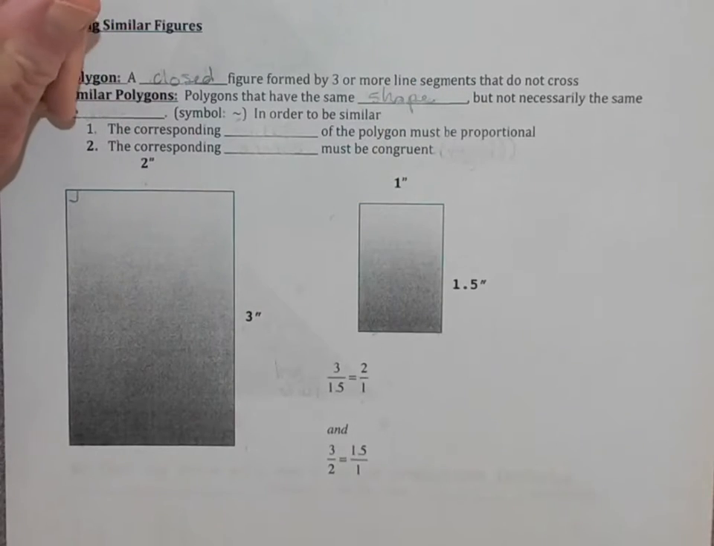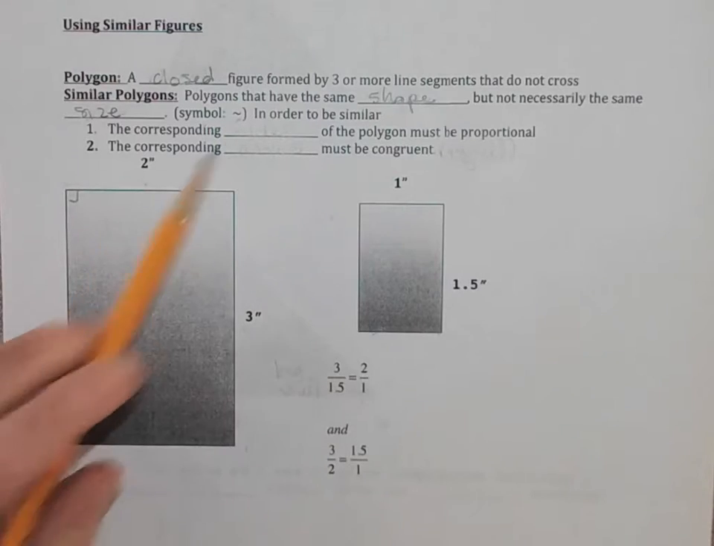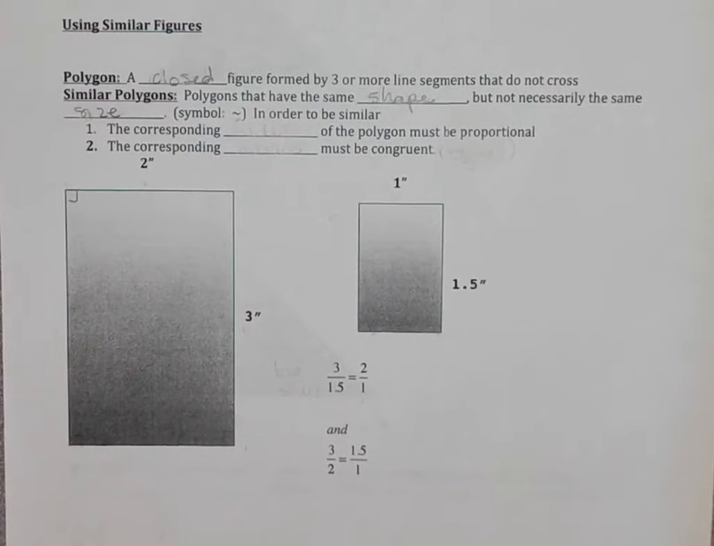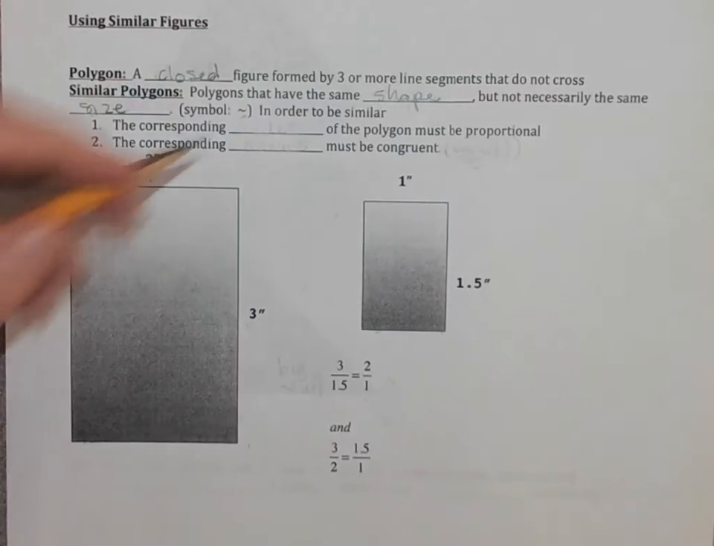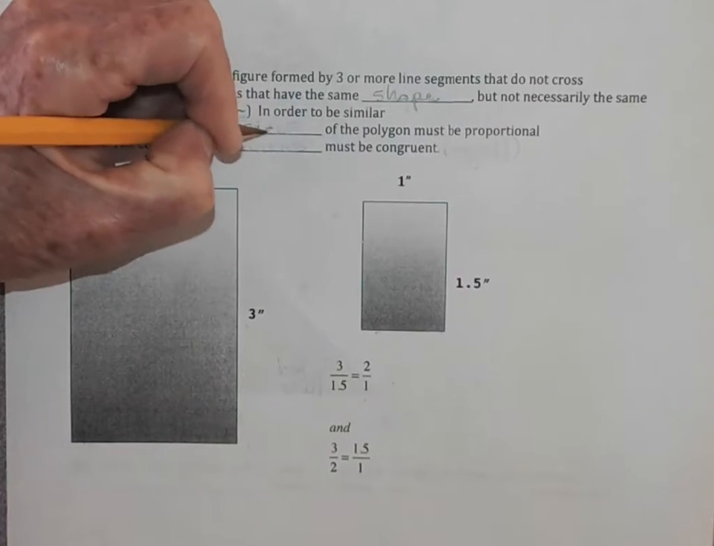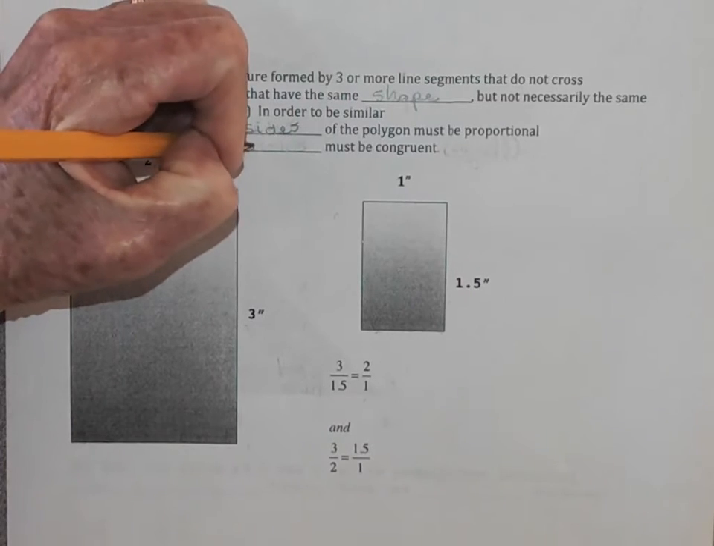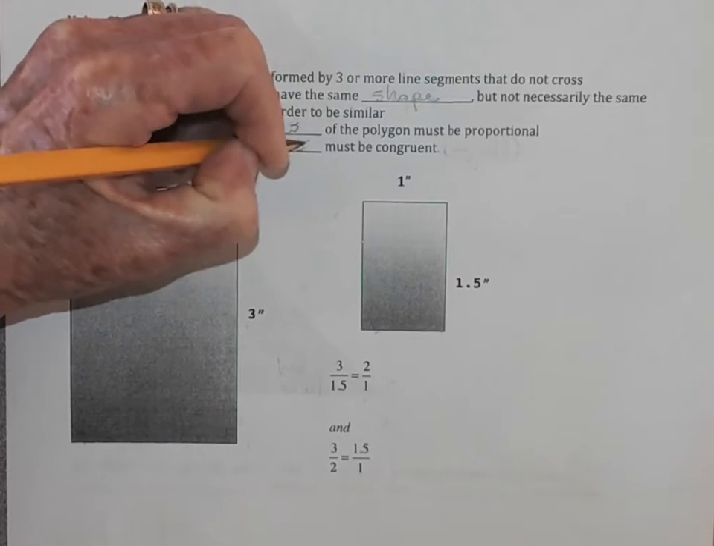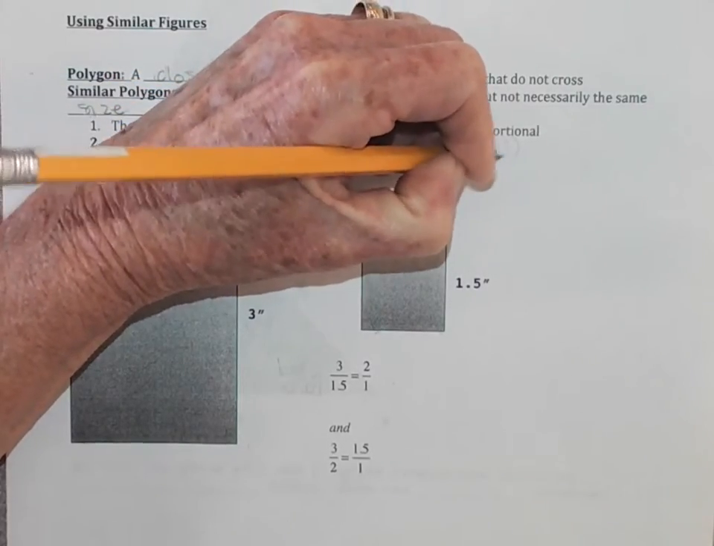but not necessarily the same size are said to be similar. The symbol is this little squiggly line, and in order for 2 polygons to be similar, the corresponding sides must be proportional and the corresponding angles must be congruent, which means they have to be equal.